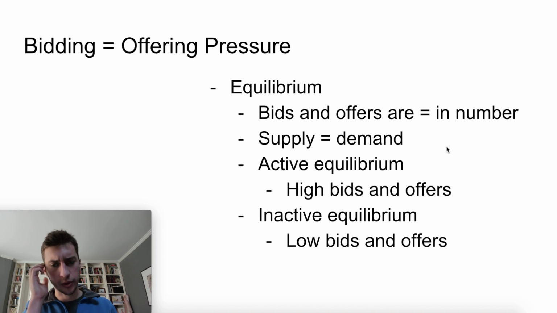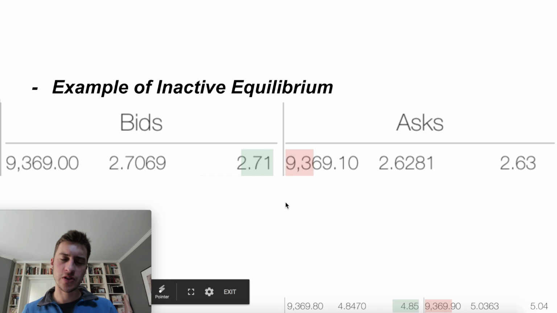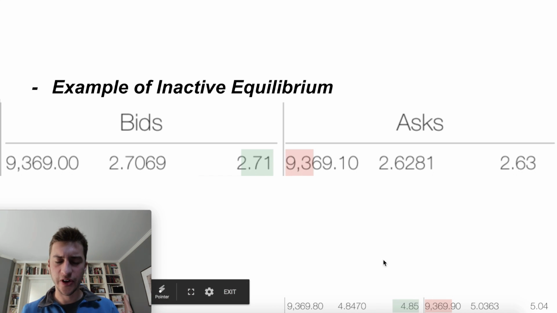There are two kinds of equilibrium that I've noticed: active and inactive. Active equilibrium is where you have very many bids and many offers, and inactive is just not many bids and not many offers. These are two examples of inactive equilibrium. We just don't have many bids and offers relative to each other. Neither is dominant here, and really neither is dominant here, and they're very low in number.